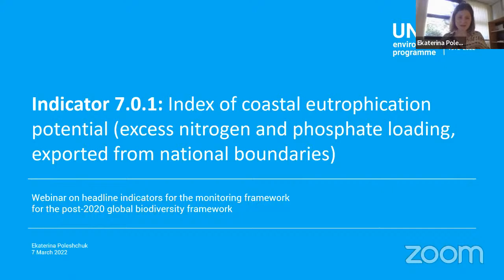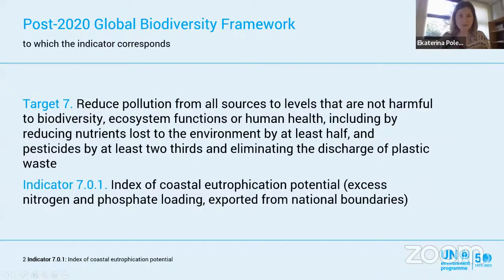And now I would like to start my first presentation, which is on indicator 701. Indicator 701, Index of Coastal Eutrophication Potential, corresponds to Target 7 of the post-2020 Global Biodiversity Framework.